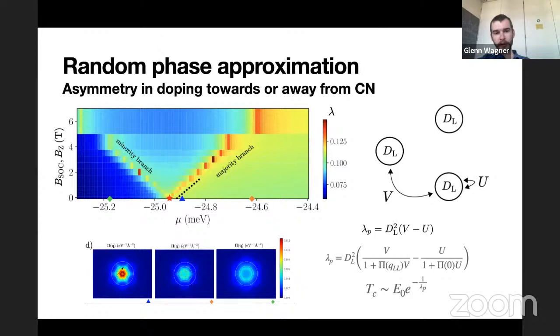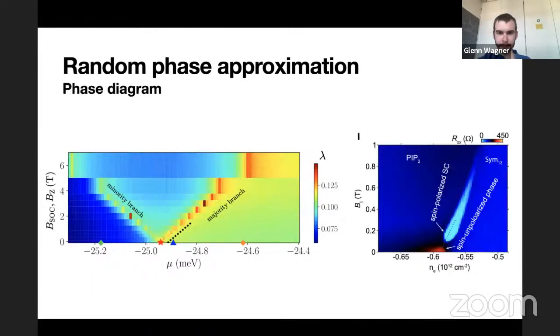Right. So then in this phase diagram here, you see this lambda eigenvalue, which tells you TC indirectly. And you can see these two branches coming out from this point where there's the peak in the density of states. Remember that this is what was seen in experiments. This is the experimental result here. They saw the superconductivity following one of the branches, but not the other branch. Now in our case, we see superconductivity in both branches, but it's much stronger in the branch doping towards charge neutrality, which is where they see it superconducting in experiments.